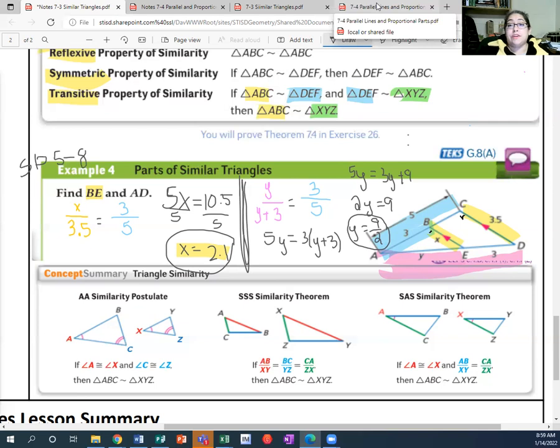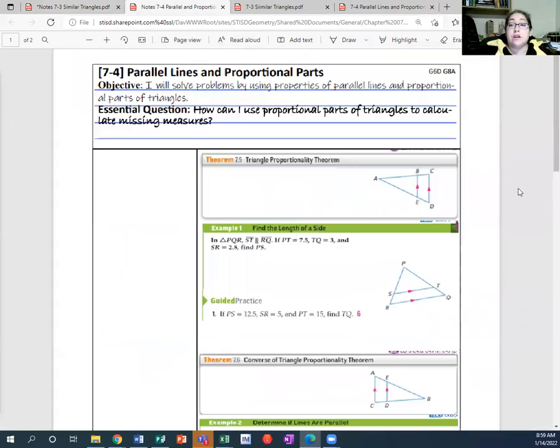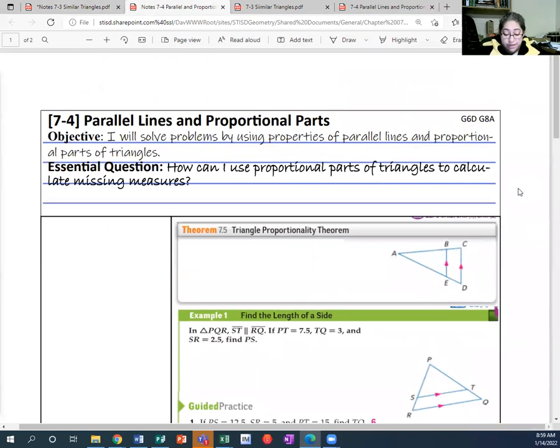Let's hop into the very last section, 7-4. 7-4 is called parallel lines and proportional parts. You already got a hint of that in the last example that we did.